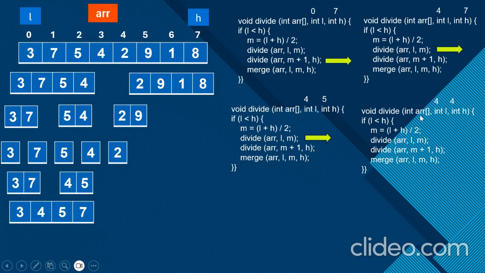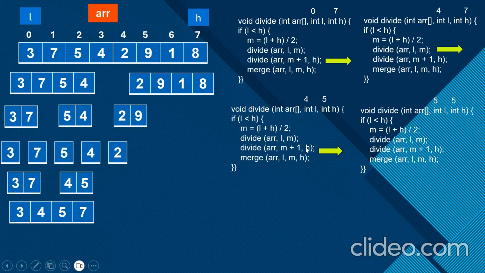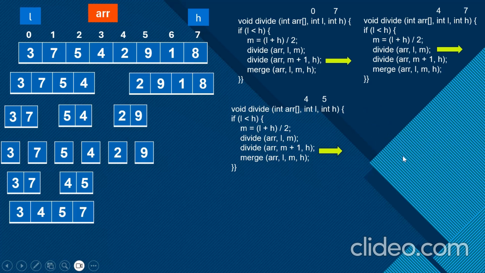So this time control won't go inside if, so control will be returned back to this point, which would initiate the execution of the next step, which would call the divide function again with the arguments of arr, m plus 1. M is what? M is 4, I guess. 4 plus 1 is 5, and 5. So 5 and 5, that means the element with the index of 5. Again control won't go inside this, but instead the control will be returned to this point, which would be done also. Now we will be executing this merge function, this time with the arguments of 4, 4 and 5.